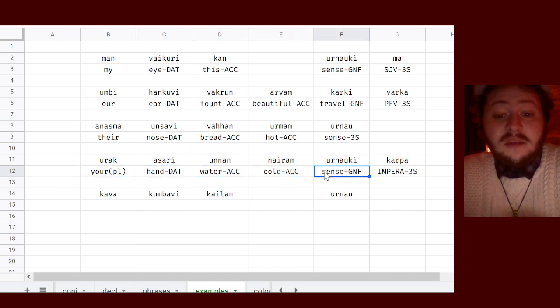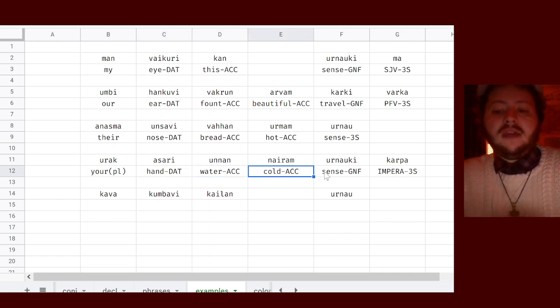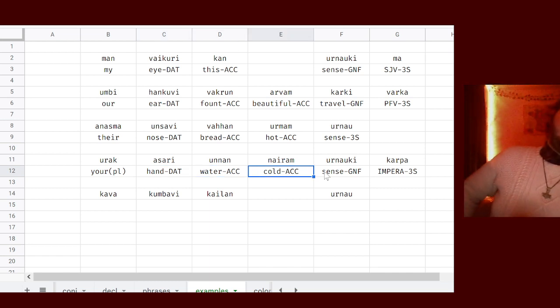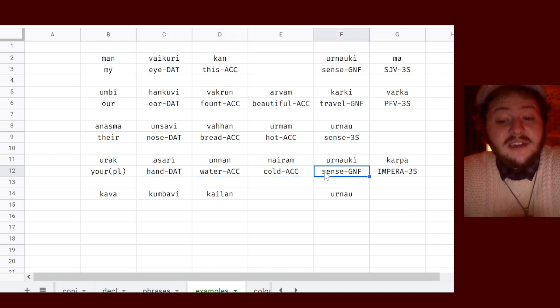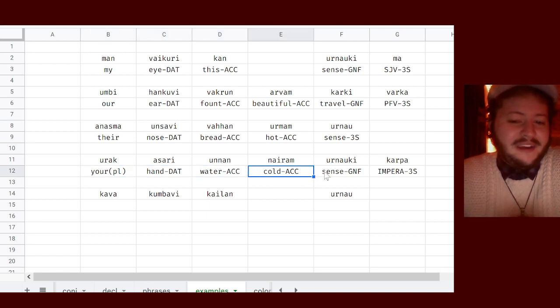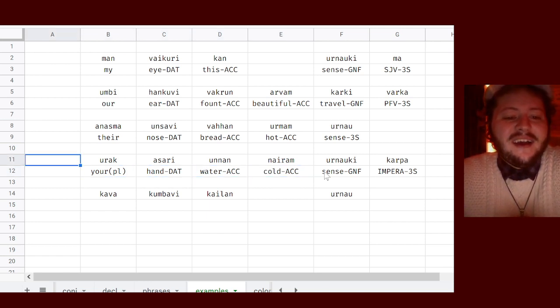So this is a command. Hey, everyone, feel the cold water. Like, feel the cold water. Touch the cold water and feel it. Now, this is actually kind of strange to have an imperative but then no subject. It's sort of like, make it so that you feel the cold water, is the idea there.